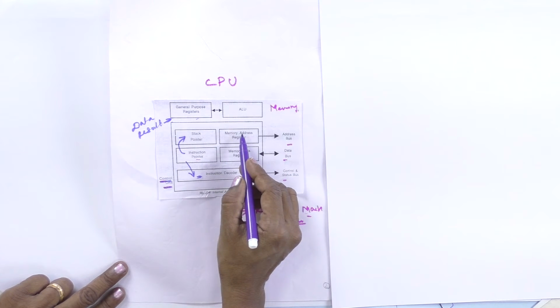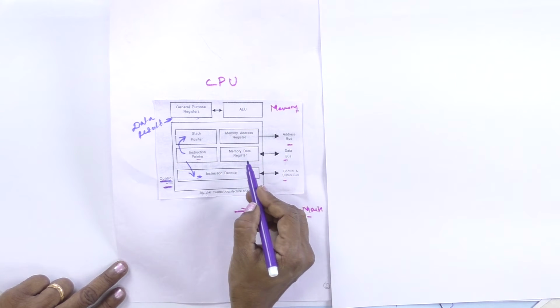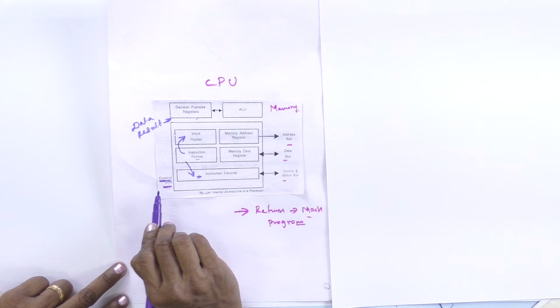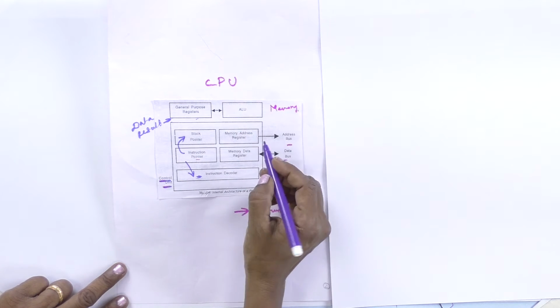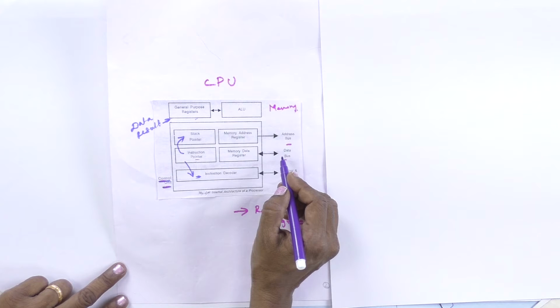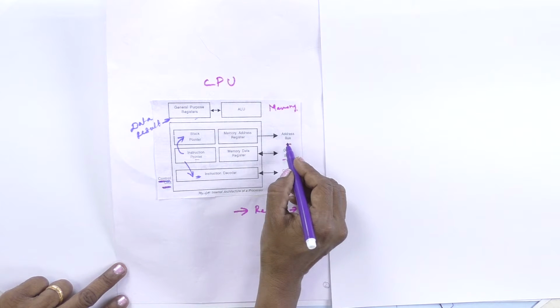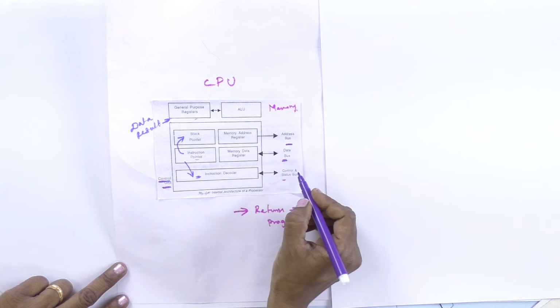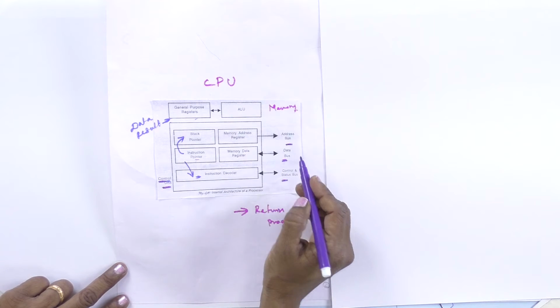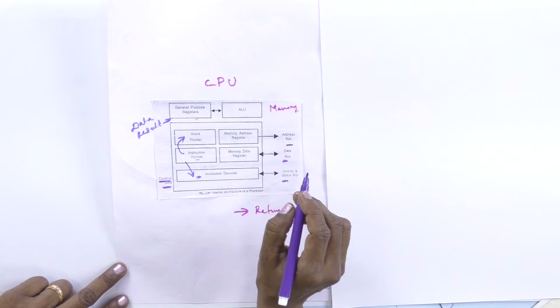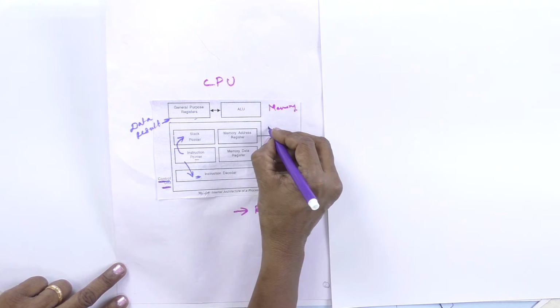The next block is the memory address register, which holds the address, and the memory data register, which holds the data required for the operation. The buses connected to the CPU are the address bus, data bus, and the control bus. The address bus is unidirectional since it is going to fetch the information only from the memory.